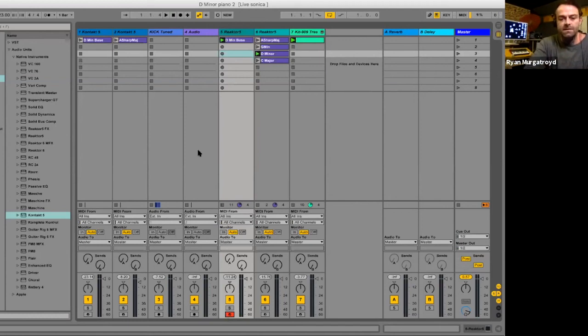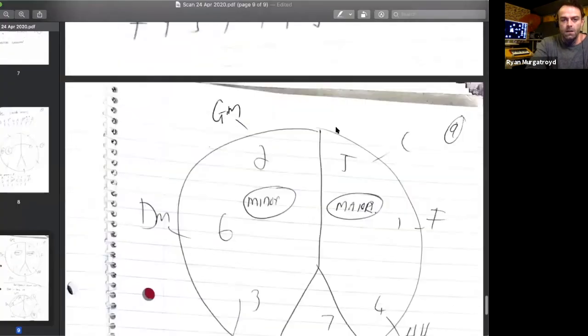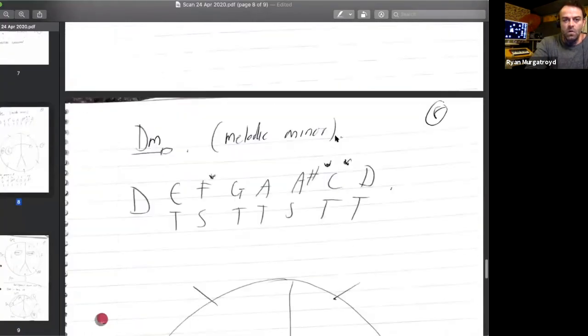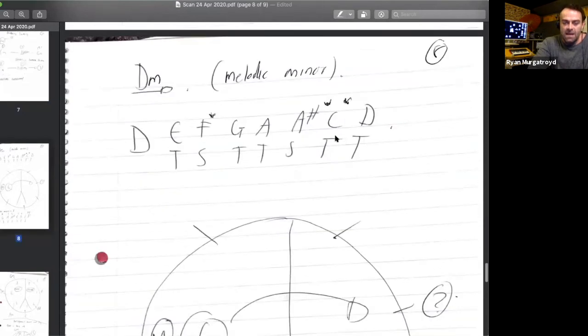All right, so I'm going to take you through my logic chain. Let's share my notes. Okay, so imagine this could be D, it could be any key. I just want to stress this again.